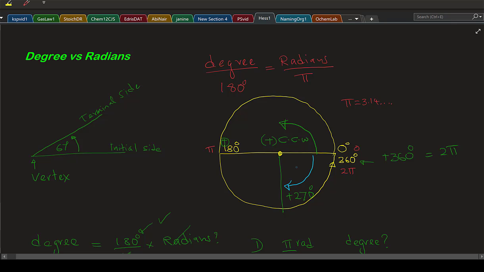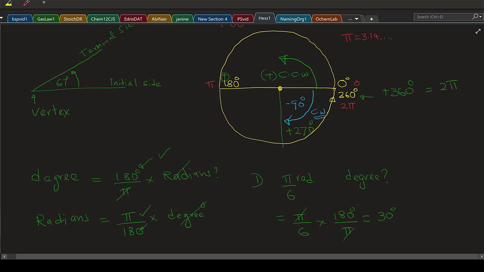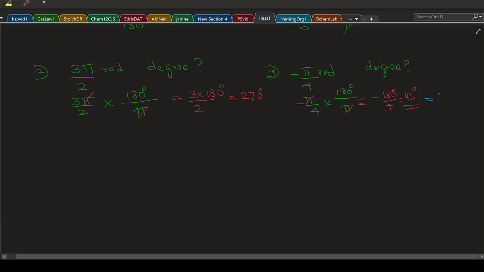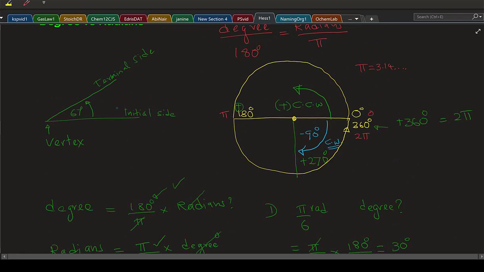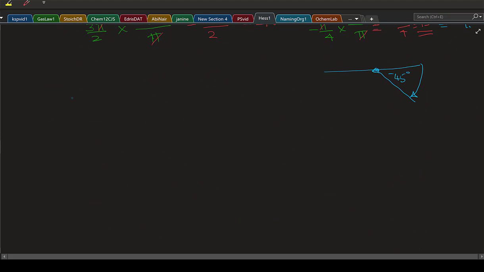If you go clockwise, let's say you go 90, that would be negative 90 degrees, a clockwise negative. So in this case, this 45 is clockwise negative 45 degrees. So that's the difference with the negative sign. You got that? Okay, so those are a few examples. If you have questions, send them to me. And we can also look at another example.